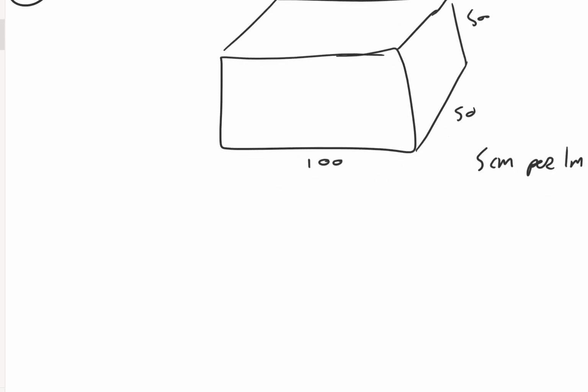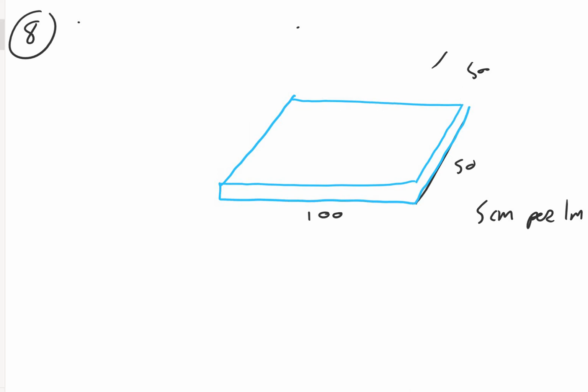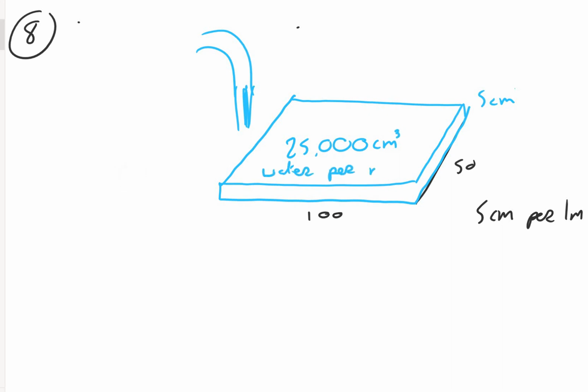We have that tank, but that doesn't really matter as such. We're not interested really in the height. What we are interested in is that after 1 minute, it rises 5 centimeters. So I'm just interested in this 5 centimeter bit, so I'm going to redraw this. I don't really care about the height of the tank. What I do care about is this bit of water in the tank, which is 5 centimeters high. That's how much water has gone in after 1 minute. So the volume is 100 multiplied by 50 multiplied by 5, which is 25000 centimeters cubed of water per minute.